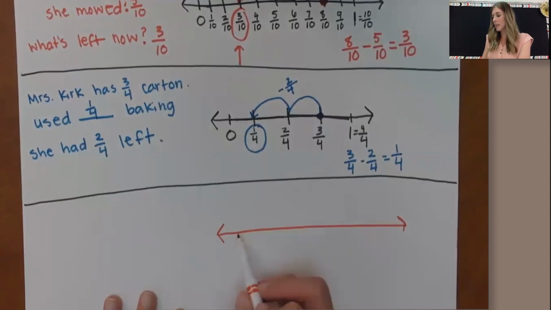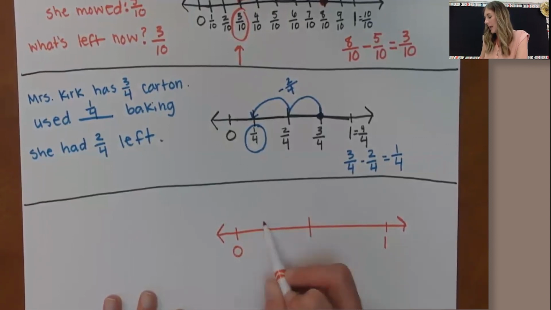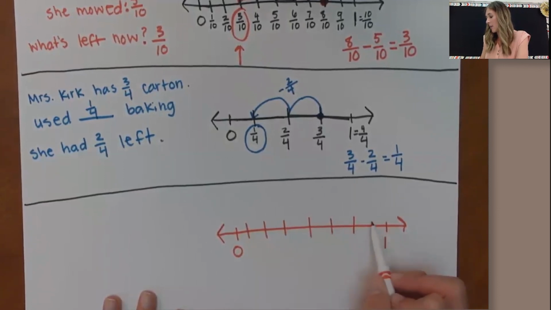Correct, 4/8. So if we model that on a number line, we know we need to split. We're only dealing with one whole book. So again, 0 to 1 on our number line is fine. We need to split it into eighths because he told us he read 4/8 of the book. 1, 2, 3, 4, 5, 6, 7, 8.